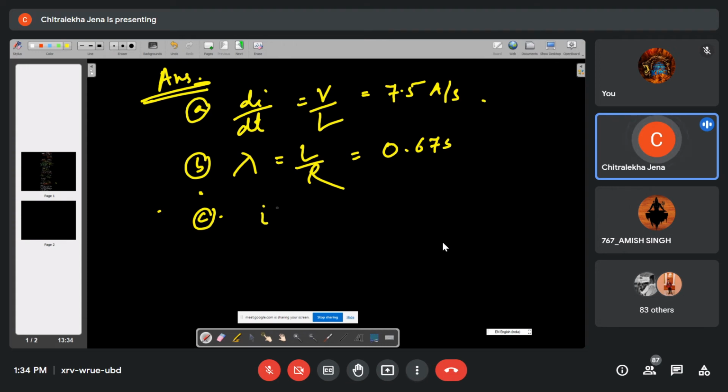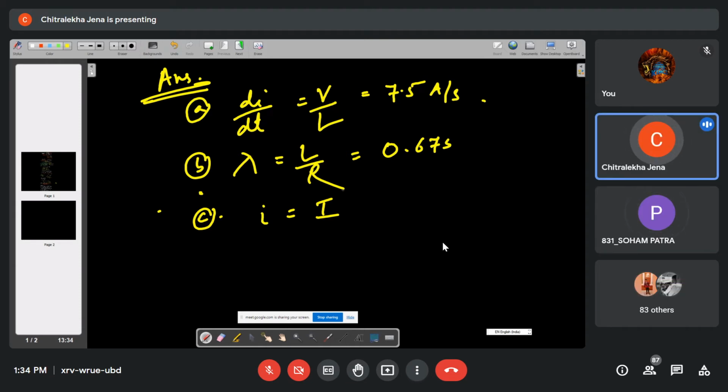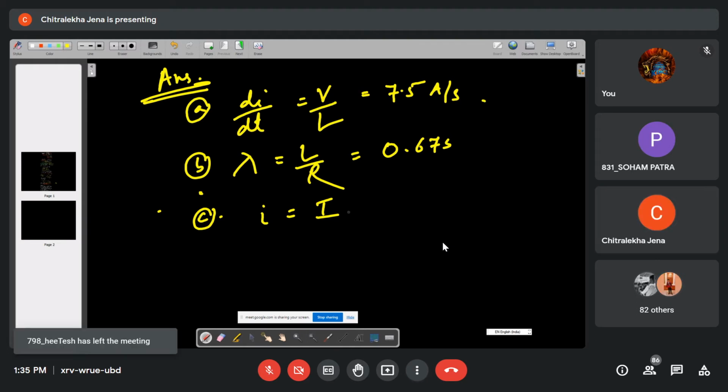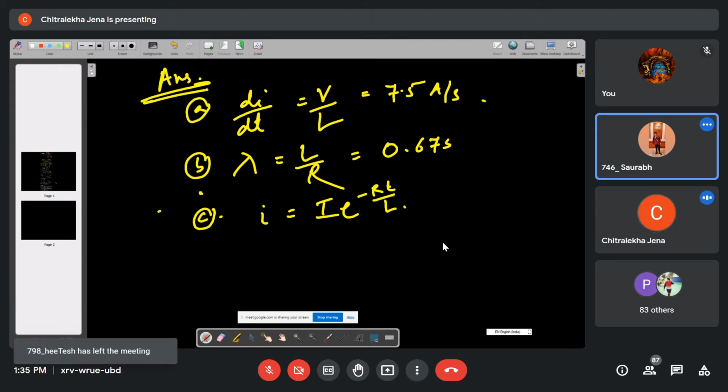So what is my equation? I is equal to how much? I equal to I into 1 minus e to the power minus R by L into T, that is e to the power minus T by tau. I e power minus RT by L. It is the same as T by tau.